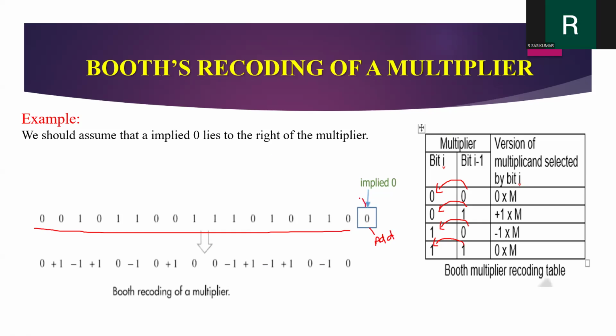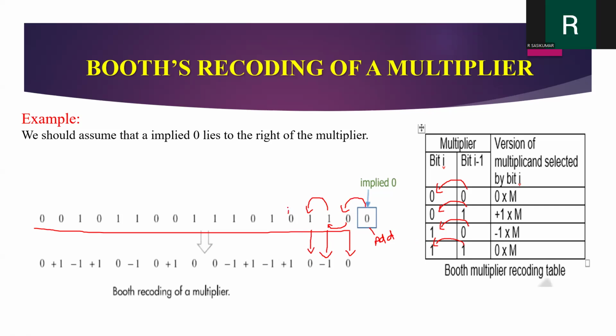Now this is 0 to 0. What is 0 to 0 in the table? 0. Then again, 0 to 1. So 0 to 1 in the table represents minus 1. There is a transition from 0 to 1, and the 0 to 1 transition is nothing but minus 1. And the third is a 1 to 1 transition. So 1 to 1 transition means 0. So this is 0.